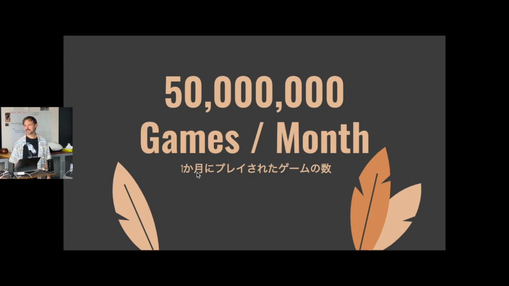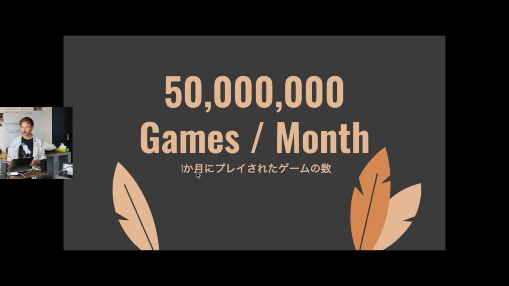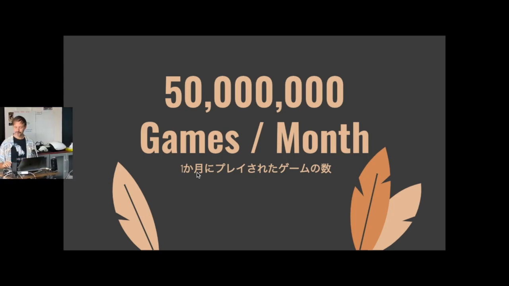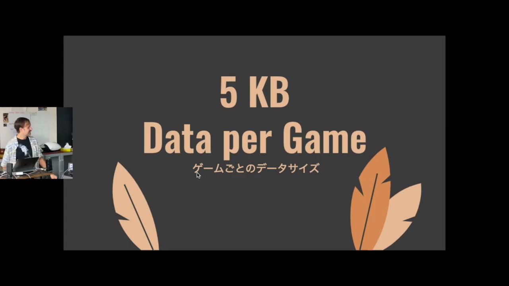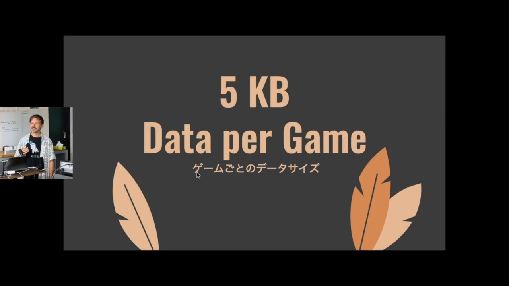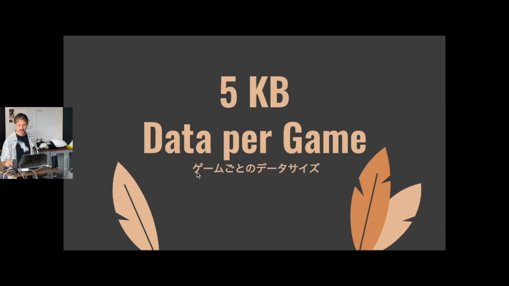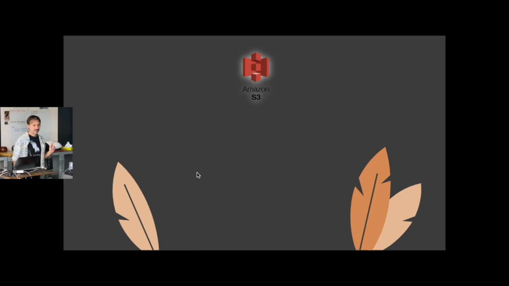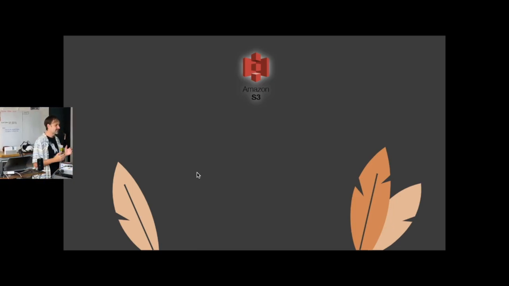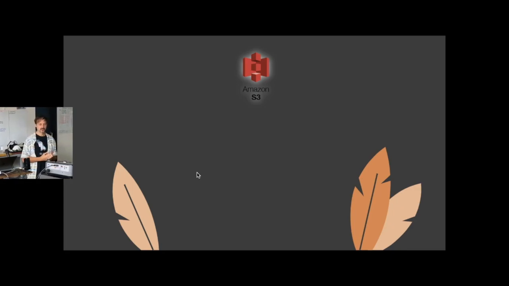Let's say Shooterman 64 is a huge hit. AAA game. 50 million games per month have been played. And you want to store data about every single one of them. Let's say you're storing about 5 kilobytes of data per game. Not a lot, but it's reasonable. You can fit some pretty reasonable stuff in there. I want you to think. Amazon S3. If I went to Amazon and said, I want to store 50 million game results, how much do you think that will cost you per month?